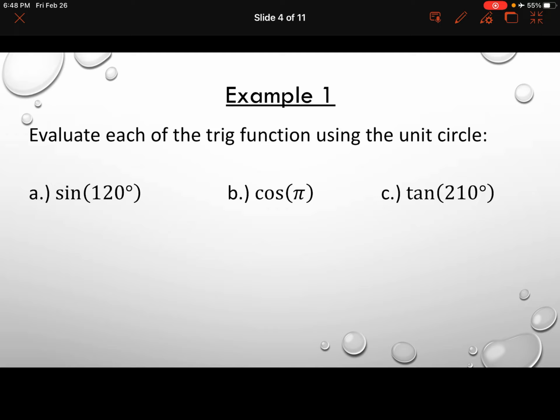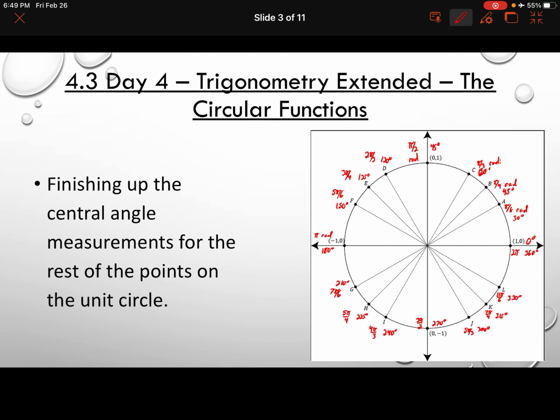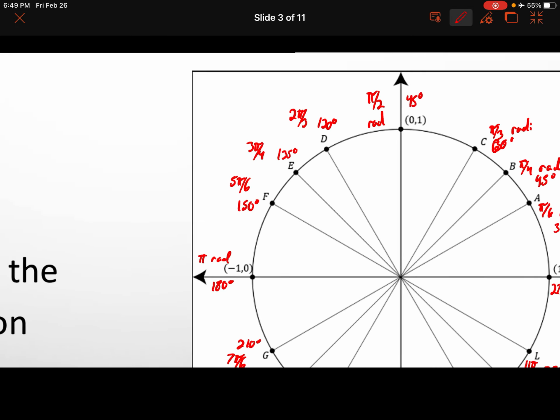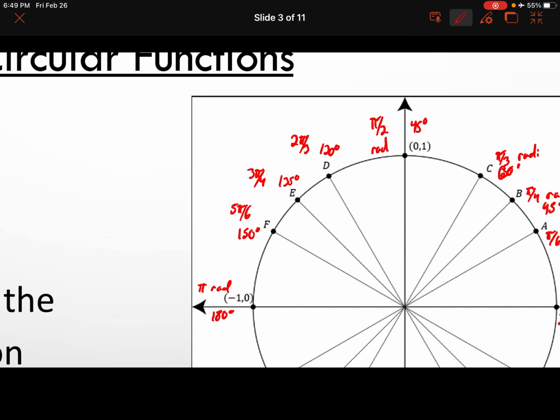So we know that the sine of an angle is just equal to the y value of the point on the unit circle. Okay, so for the first one, we're looking up 120 degrees. All right, so we look at our unit circle, 120 degrees. So 120 degrees would be point D.